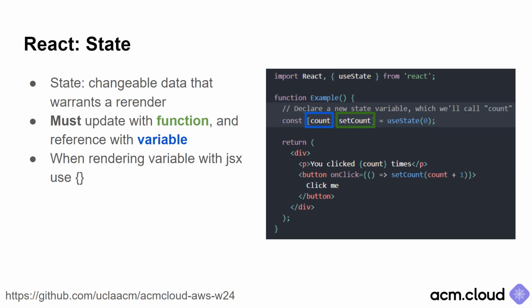To actually declare this set count and count variable, you have to use this specific syntax here, where you declare this const and then use square brackets to declare the variable name and then the function. The general convention is to use lowercase starting letters and then have the function be the same thing, just with set at the front. And then finally on the right, when we're saying equals useState, we give it the initial value, which in this case is just 0.